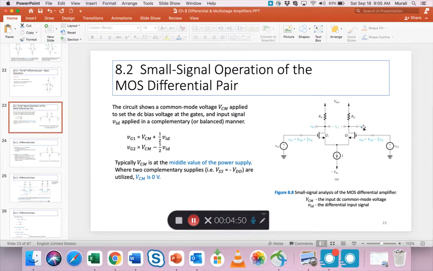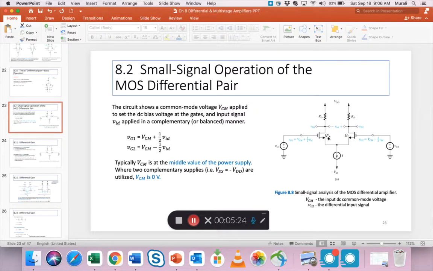The output, as you know, can be taken differentially, which means between these two terminals, or you can take it single-endedly. That means if you take it VD1 to ground or VD2 to ground, that would be called single-ended output. If you just take it between VD1 and VD2, that would be called differential output. Okay.